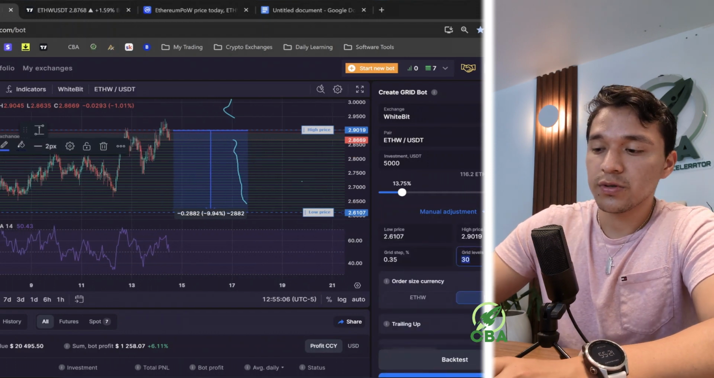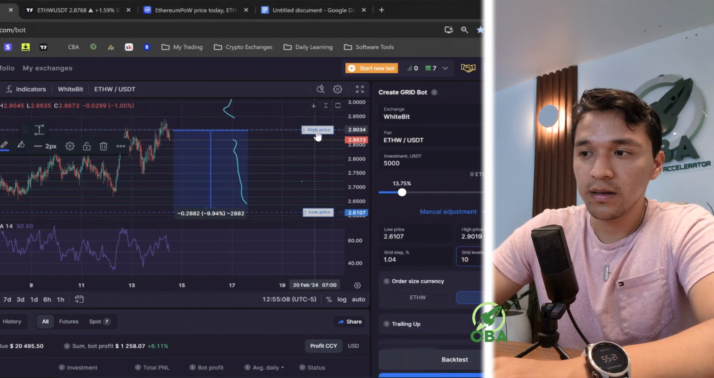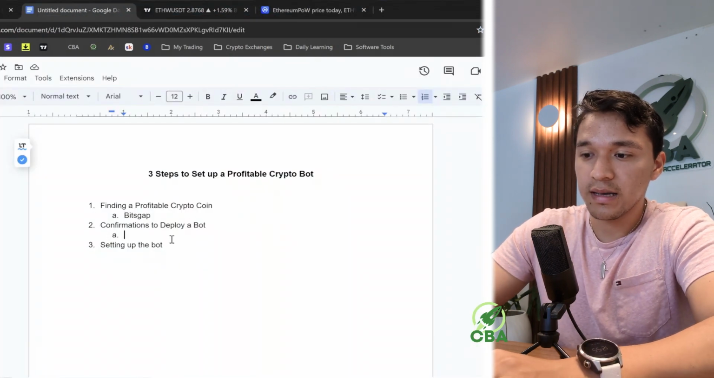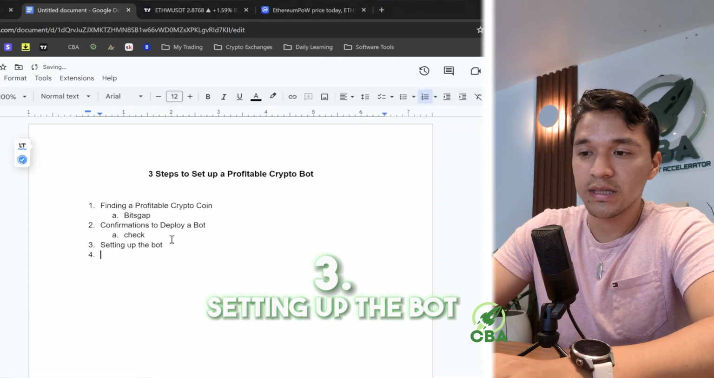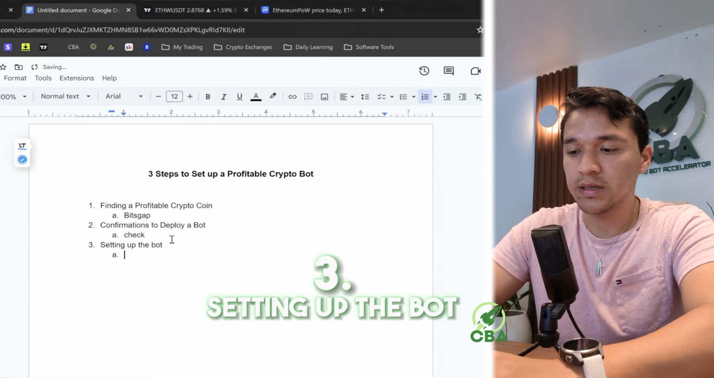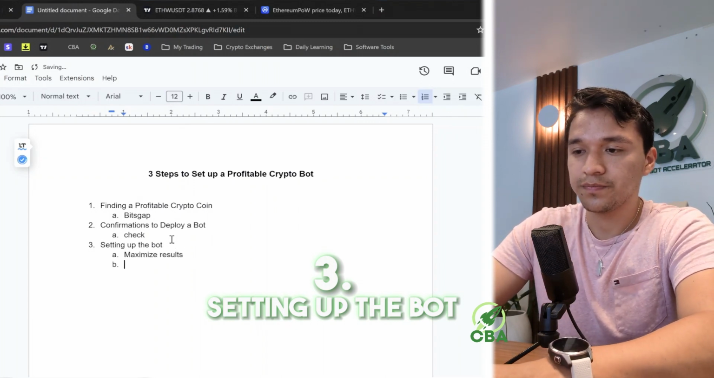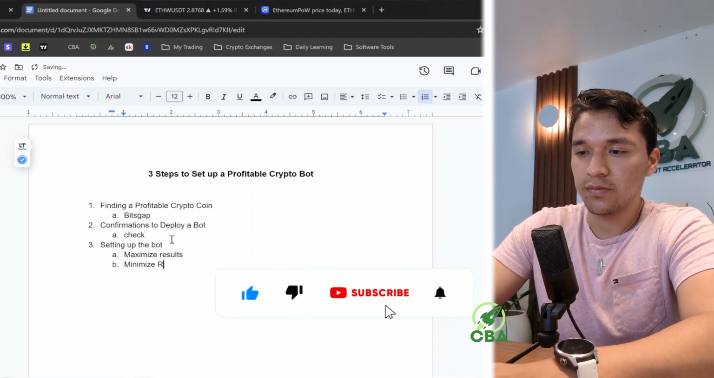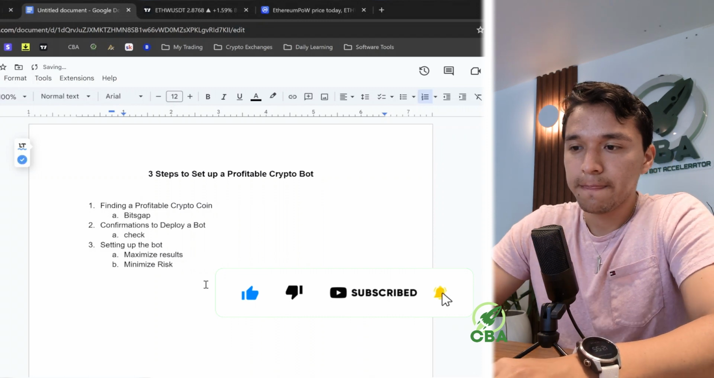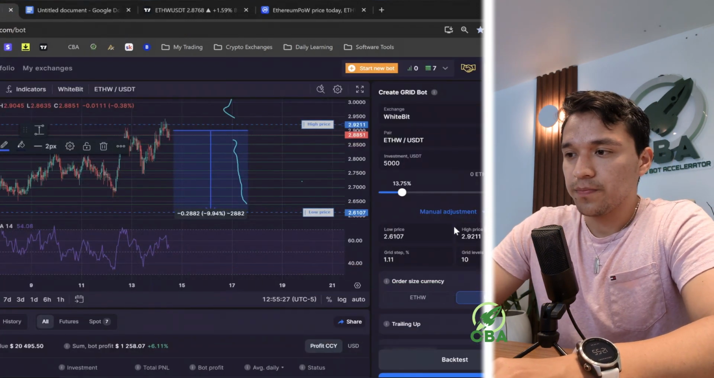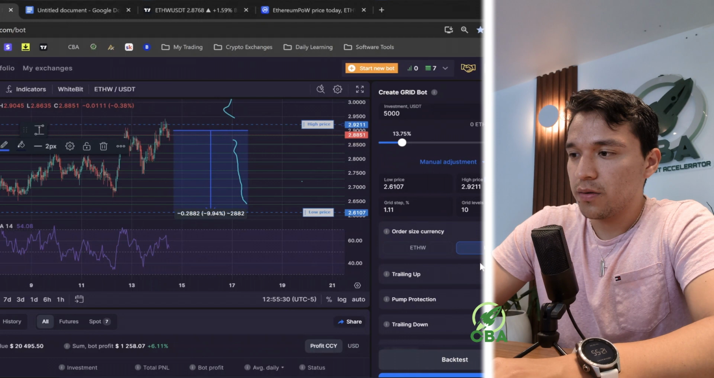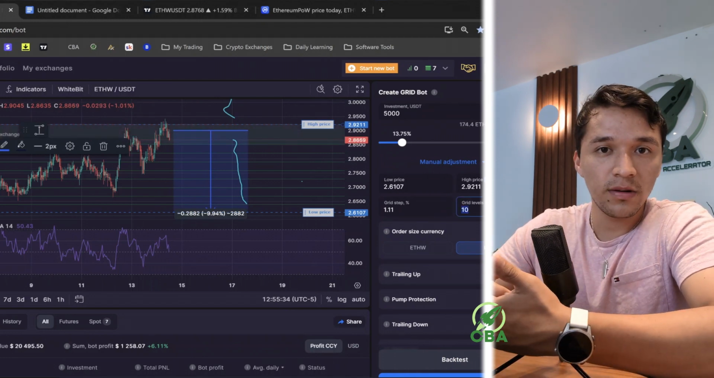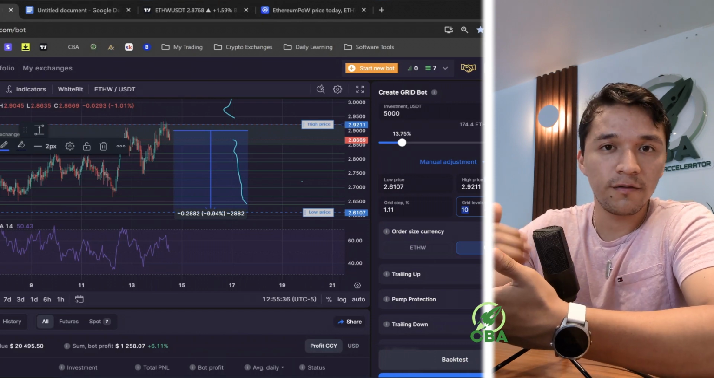But I'm gonna still do some backtesting to figure out really what are the best settings, because right now we are at the last step, which is setting up the bot, and the goal here is to maximize results and minimize risk. Okay. So that is what we're gonna do. We come back here and we're gonna start changing the amount of grid levels. We're gonna go from 10 grid levels, 20, 30, 40, and 50.